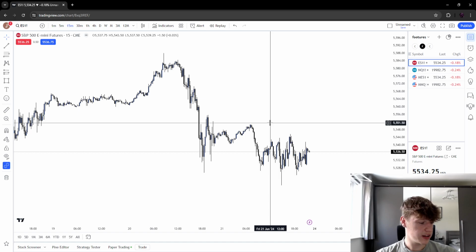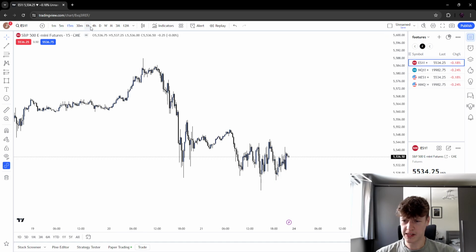Imbalances aren't the be all and end all of strategy. You can't just enter long or enter short of every bullish or bearish fair value gap. You can use it with other stuff as well that we'll cover later on.